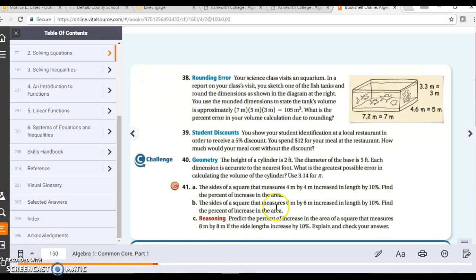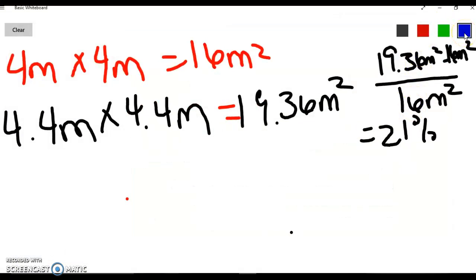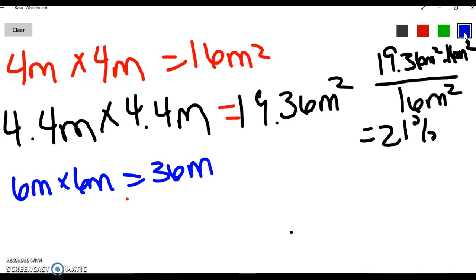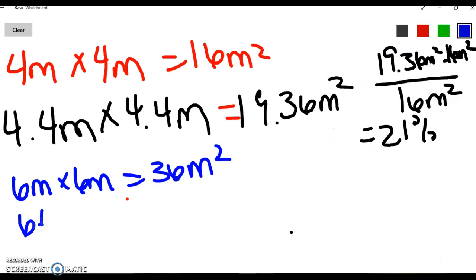It says the size of a square that measures 6 meters by 6 meters increases in length by 10%. Find the percent increase of the area. Okay, again, I start off with 6 meters by 6 meters, and that gives me 36 meters squared. And then 10% times 6, and we can put that in our calculator for those that don't believe me. So 6 times 0.1 is 0.6, so that's 6 plus 0.6 is 6.6. So that's 6.6 meters times 6.6 meters, and I get a new measurement.